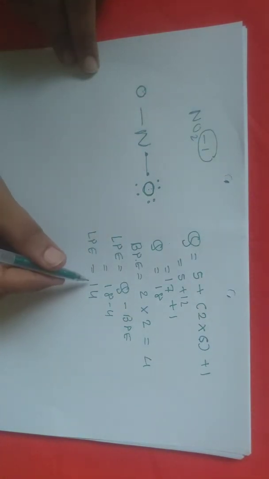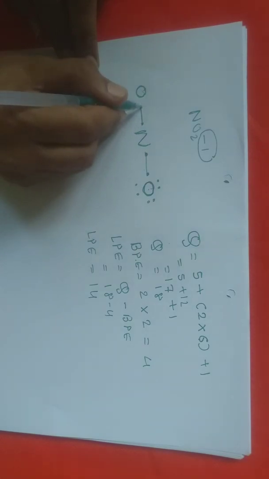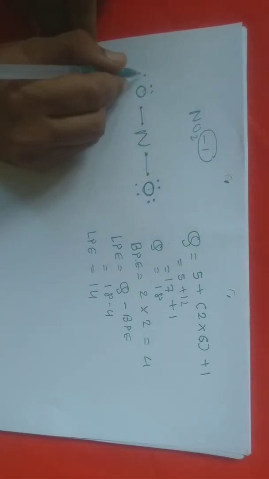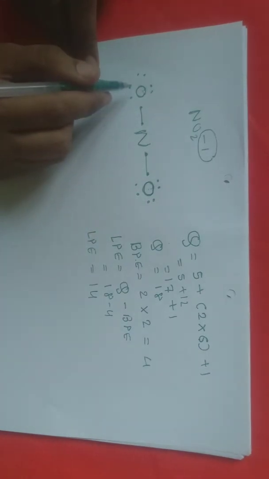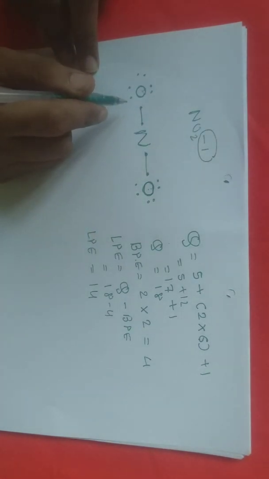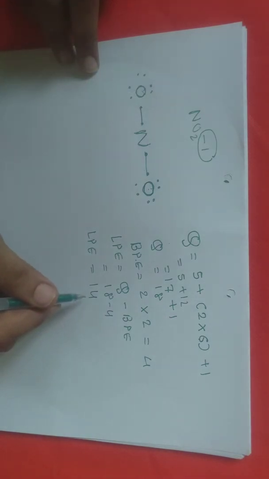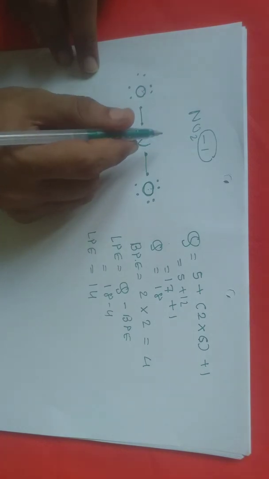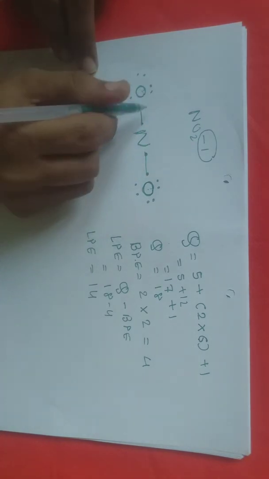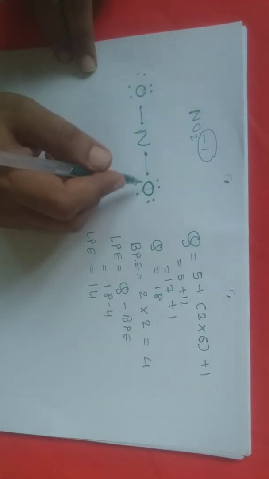Then still I am having 8 electrons. So again I have to fulfill the octet of this oxygen also. 1, 2, 3, 4, 5, 6, 7, 8. So 6 plus 6, 12 electrons are already used. Still 2 electrons remain as a lone pair. So now give a chance to the center atom. First you have to use the lone pairs for the corner atoms.